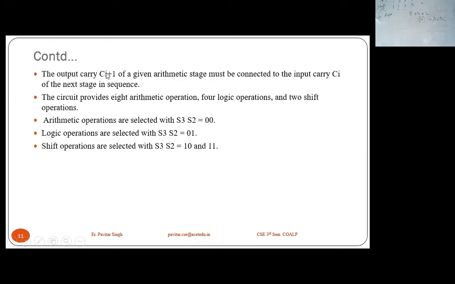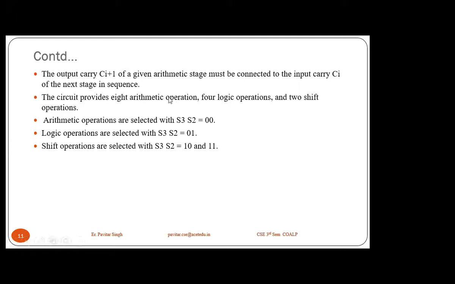So the output carry Ci plus 1 of a given arithmetic stage must be connected to the input carry Ci of the next stage in sequence. The circuit provides 8 arithmetic operations, 4 logic operations, and 2 shift operations. Arithmetic operations are selected with S3, S2 equal to 0, 0. Logic operations are selected with S3, S2 equal to 0, 1. And shift micro operations are selected with S3, S2 equal to 1, 0 for right shift and 1, 1 for left shift.